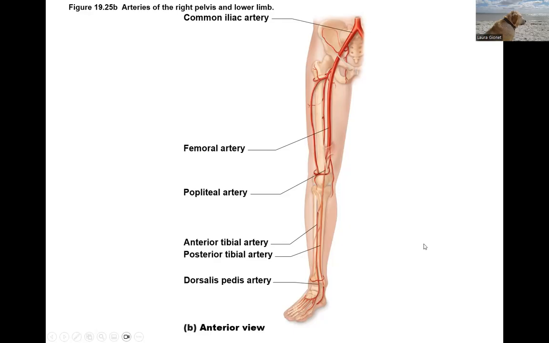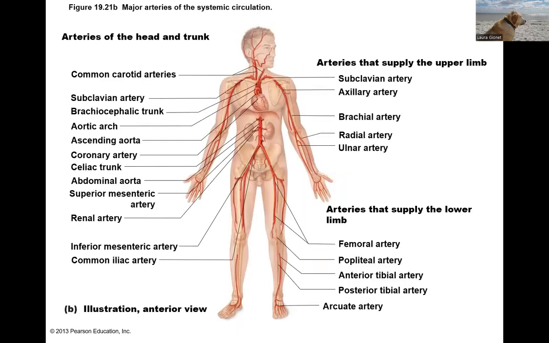Just keep in mind, I know it gets a little confusing, but as vessels pass through regions of anatomy, the vessel is usually named for the region it's passing through. So when it passes parallel to the femur, it's called the femoral artery. When it passes through the popliteal fossa, it's the popliteal artery, and so forth. Okay, so then we can see this whole branching network.